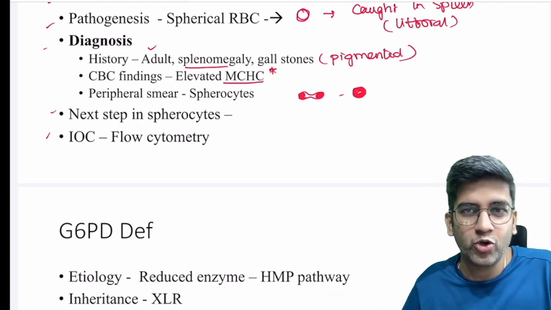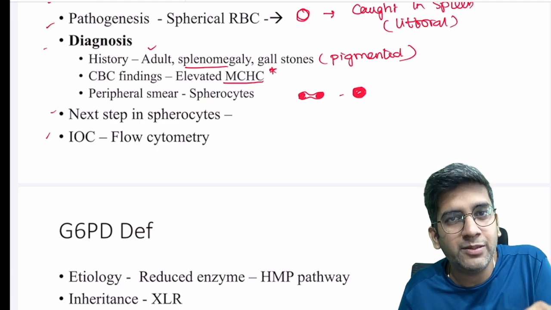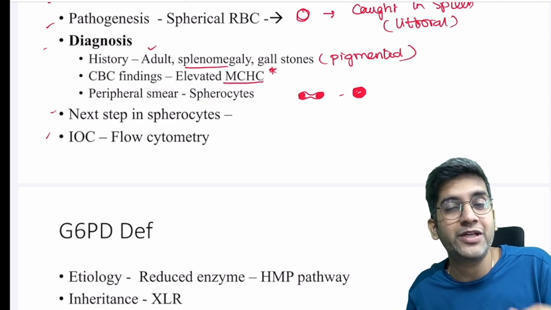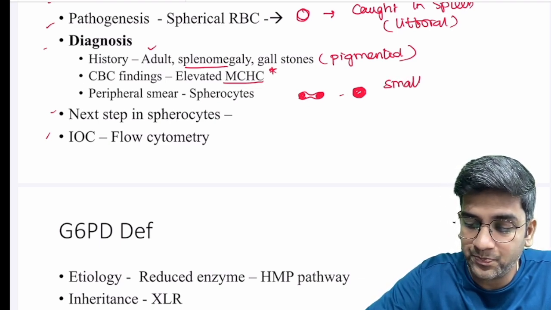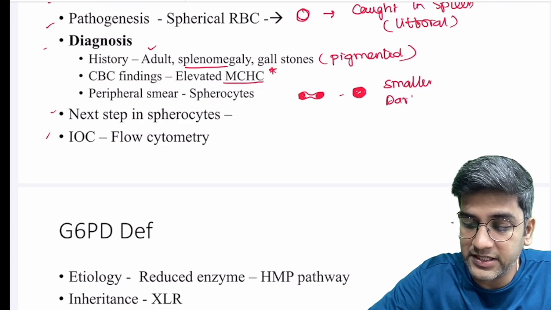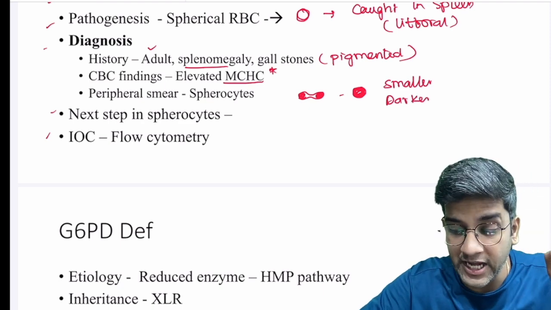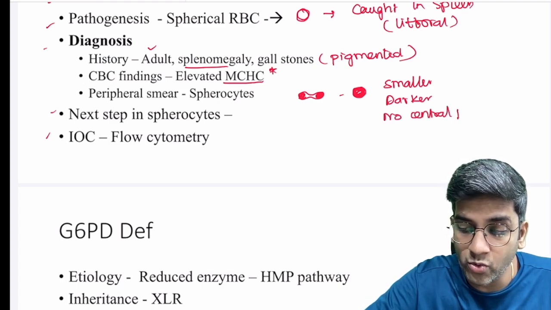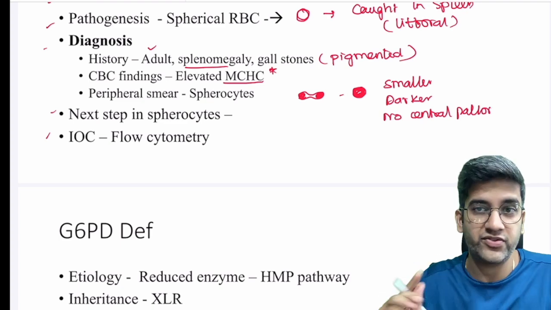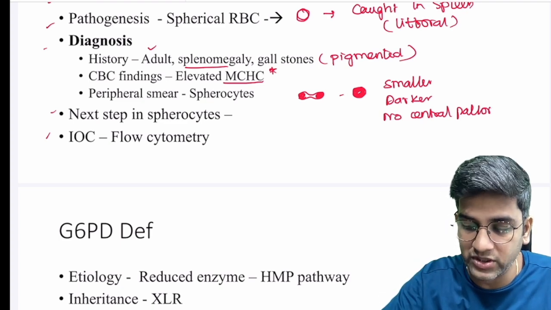With slightly smaller cells and the same amount of hemoglobin production, the concentration becomes a little bit more, right? So here it will be a smaller RBC, a darker RBC, but the most characteristic finding, never ever forget, there will be no central pallor. If you have no central pallor, I'm going to think of a spherocyte, a classical diagnostic finding for a spherocyte.